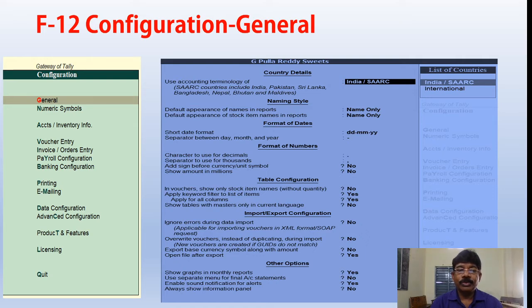Okay, first window is general features. Those general features are country details. When I click F12, the left side window will be opened. It will show the general. When I click on the general, then this window will be opened for me.